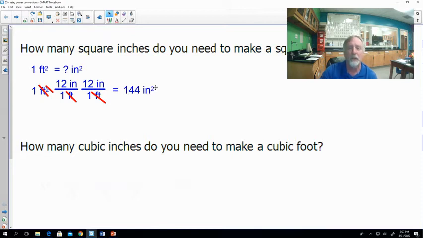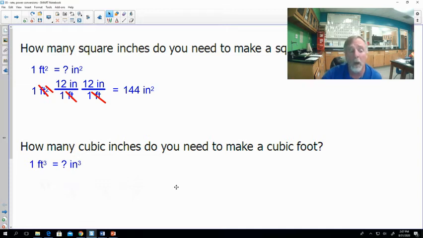All right, let's do one that's a little bit harder because it's cubed or cubic. And we can go with a similar kind of logic. How many cubic inches do you need to make a cubic foot? So our question is we write this as 1 foot cubed. Again, that 3 is an exponent. And we're asking how many cubic inches are there?